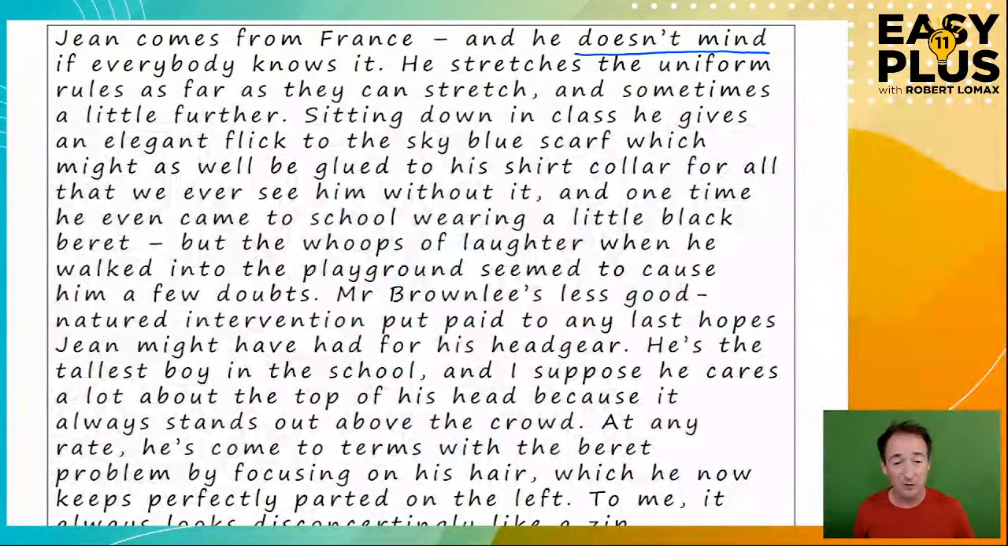So there you need to think about what somebody does. So this is the thing about writing. You always need to be asking yourself questions. He's wearing the scarf. They'll be doing something with it sometimes. And so that's what I asked myself. And I thought, well, if he's rather proud and feels a bit superior to other people, he sits down in class and he gives it a little flick, which might as well be glued to his shirt collar for all that you've ever seen without him. So rather than saying he always wears it, I imagine it's like it's glued to him.